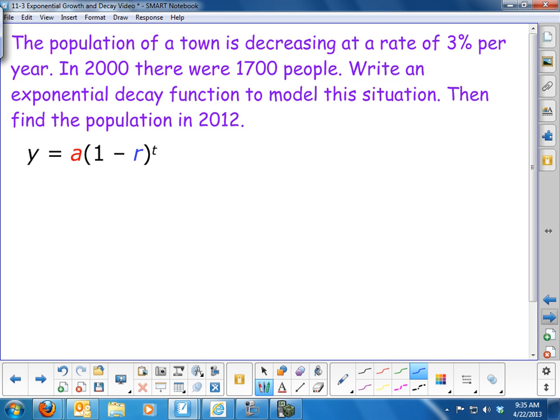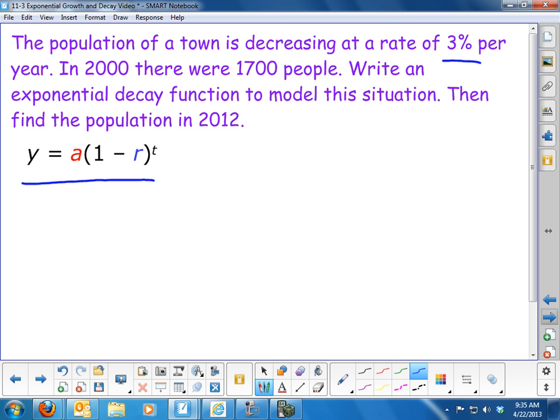Here we're talking about the population of a town. The population is decreasing at a rate of 3% per year. In the year 2000, there were 1,700 people. Write an exponential decay function to model this situation. So I have my formula written. That's a great starting place.